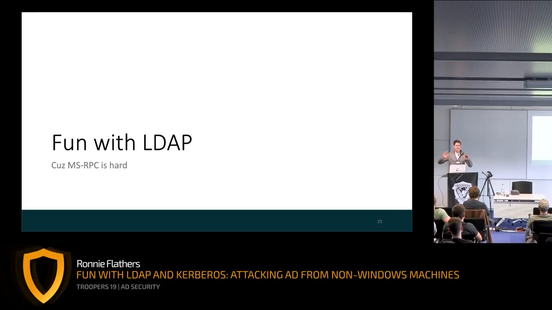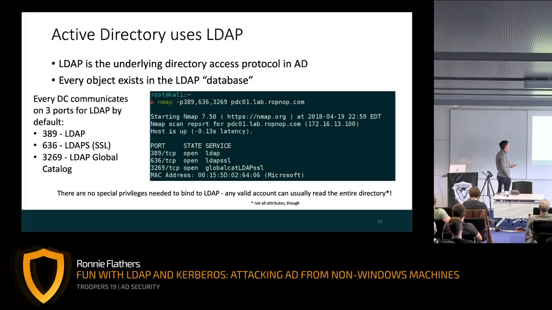All right, enough about MS-RPC. It's hard, it's gross. I like LDAP more. So like I said, Active Directory uses LDAP. It's the underlying directory access protocol. And really every single object, and remember everything is an object, exists in the LDAP quote-unquote database. So LDAP is kind of your source of truth for all this information in an Active Directory domain.